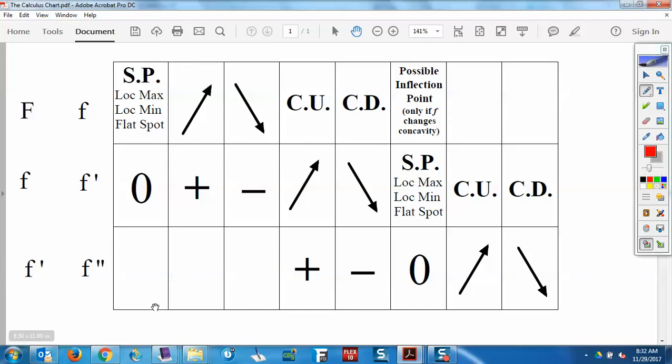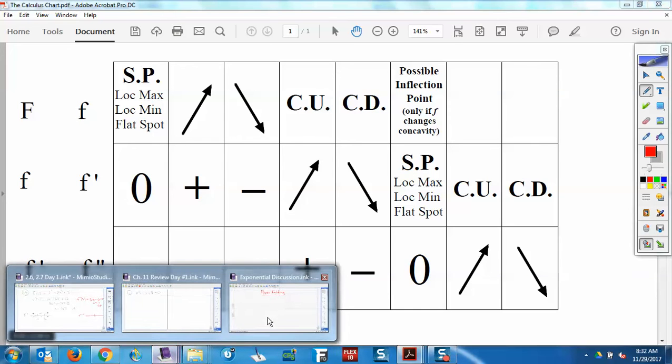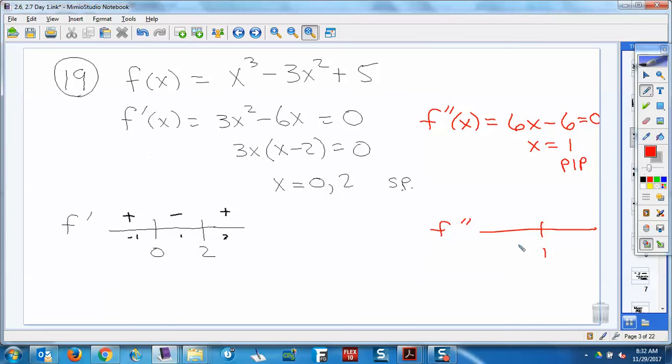So we want to check our number line. Let's put 0 and 2 back into f double prime. Remember, we were talking about listed candidates, we go back to the original; that's not what we're doing here. We want to plug these numbers into our second derivative to see if it is positive or negative. We put a 0 in, we get -6. We put a 2 in, we get +6.